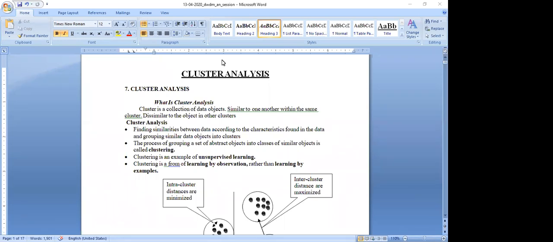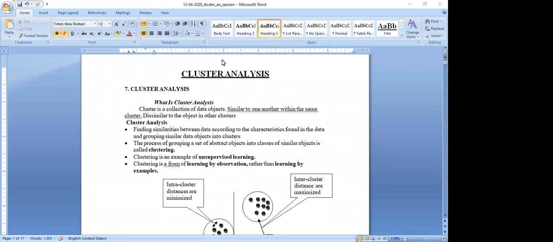Cluster analysis is mainly used for finding similarities between the data objects and grouping the similar data objects into a cluster. It is an example of unsupervised learning. That means there is no supervisor to train the machine for this cluster analysis. So we have to learn from observation rather than examples.